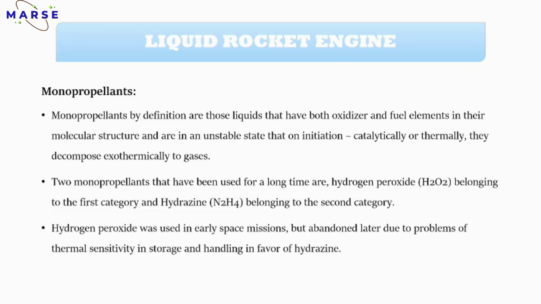Got it? The two monopropellants that have been used for a long time are hydrogen peroxide and the second one is hydrazine. Okay, so these two monopropellants are very much used in today's industries, from early stages. Just remember these two names. Then hydrogen peroxide was used in early space missions, but was abandoned later due to the problems of thermal sensitivity in the storage and the handling, in favor of hydrazine.